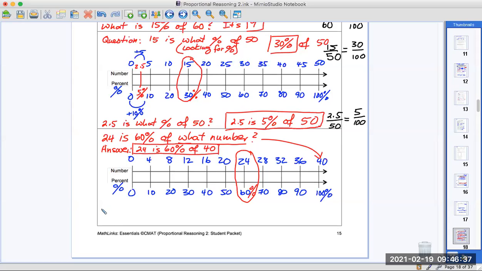And last question, one more. 34 is what percent of 40? Oh, what are we looking for? What percent? So we're looking for percent. So let's look for 34. Oh, it's not there. Dang it. We have to squeeze it in there. So 34 is halfway between 32 and 36. So the answer has to be halfway between these two.